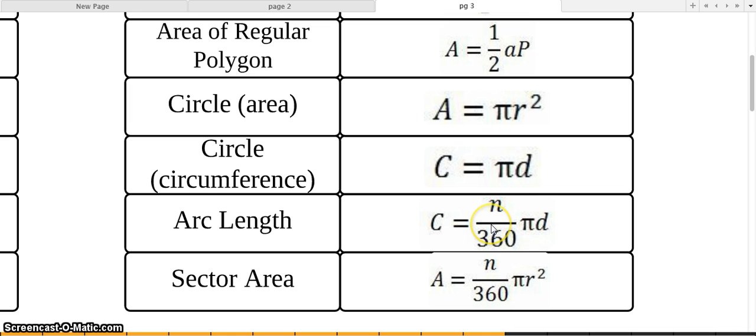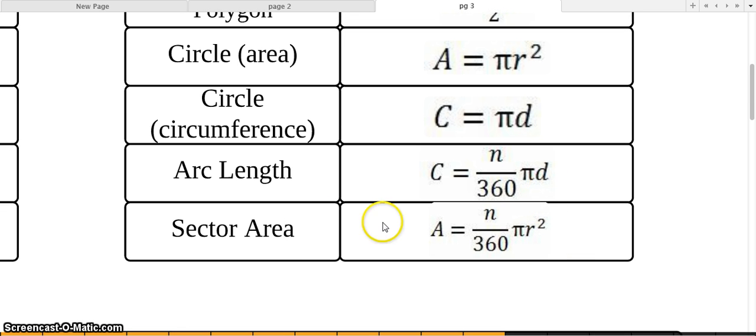So you just use the fraction of the circle you need. If you're looking at a 45-degree angle, you'll put 45 over 360. We'll practice that later. Sector area is the same thing. The degrees over 360 is multiplied by pi r squared. That will give you the fraction of the circle that you need. It's like eating a piece of apple pie. You're taking a sector out of that apple pie.